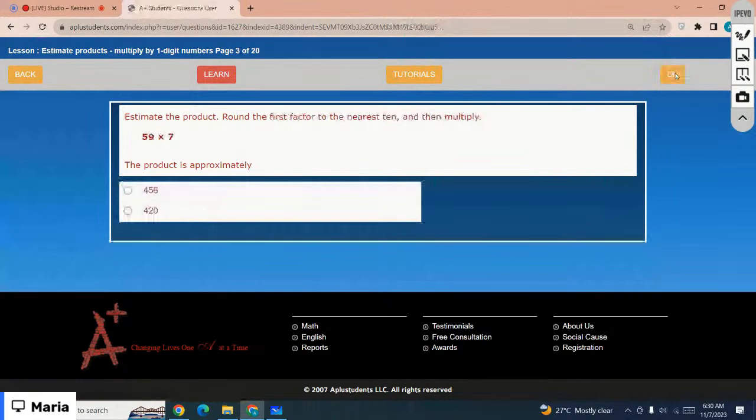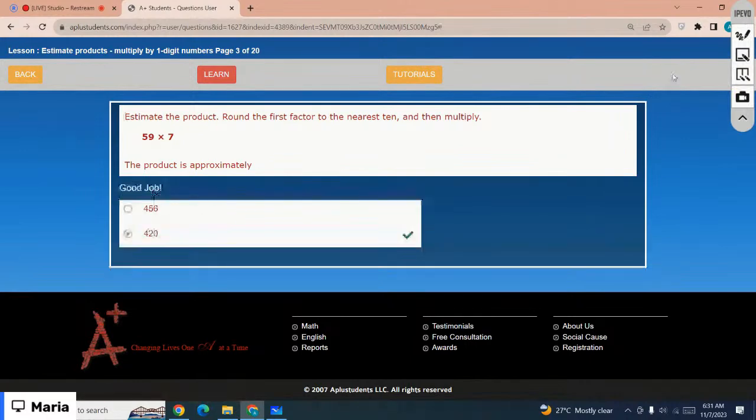Okay, the next one is estimate the product. Round the first factor to the nearest 10 and then multiply. So you round 59 to 60, and 60 times 7 is 420. The correct option is 420. 59 is rounded to 60.